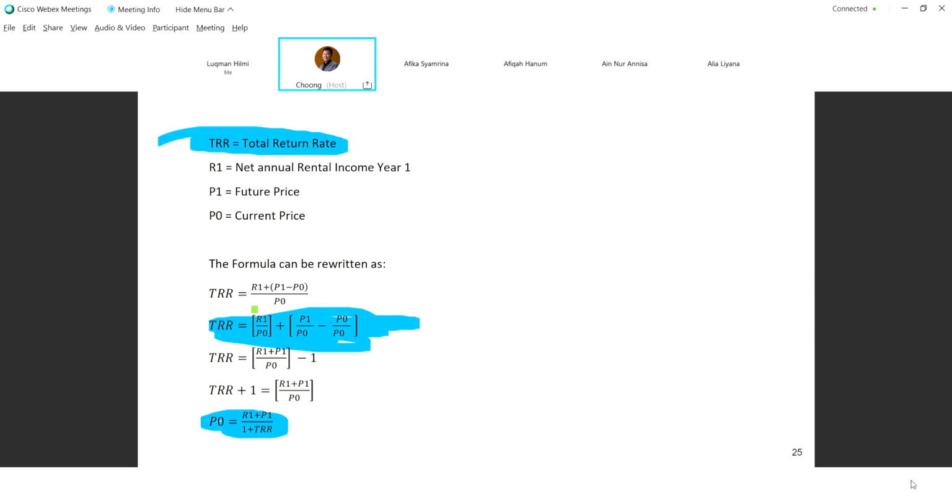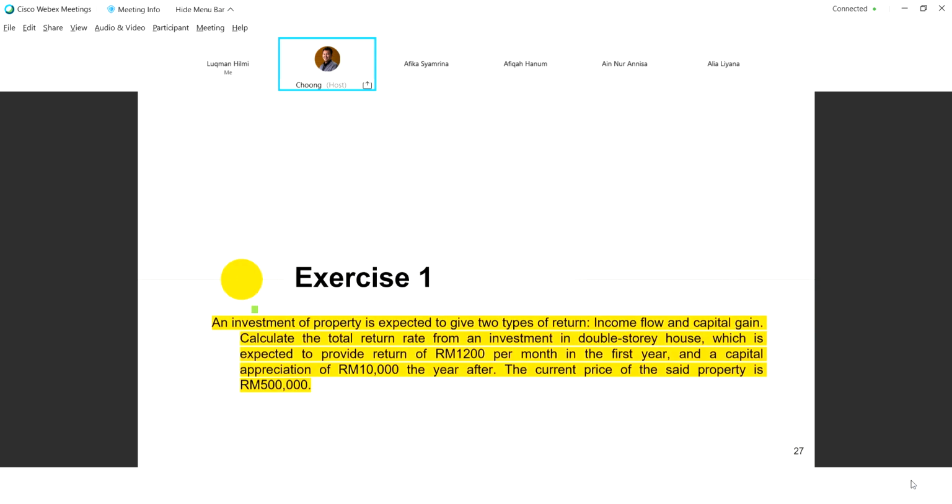So let's try one question. Let's try it first. Let's try one question here, class. See whether you're able to do this question. Calculate the TRR for this exercise. What is the total rate of return for this exercise? Give it a try, class. I give you like 5 minutes using back the formulas.